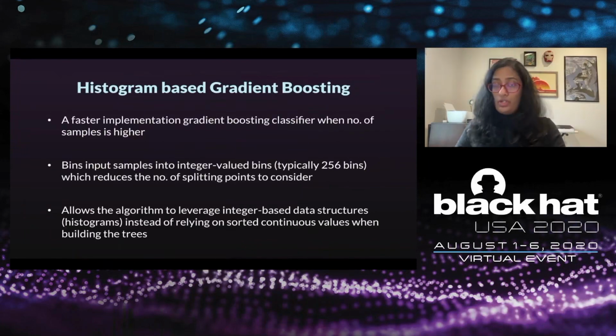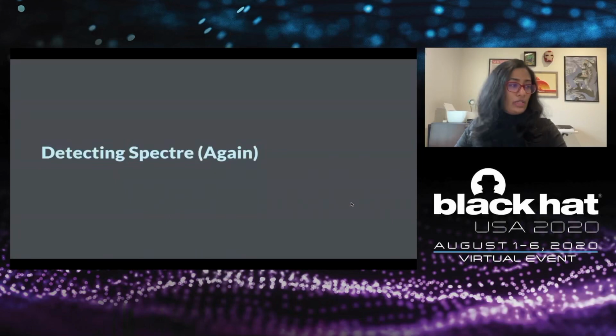The next model is histogram-based gradient boosting. It's a very similar model to XGBoost. It's a faster implementation of gradient boosting classifier when the number of samples is high. It bins the input samples into integer valued bins, which reduces the number of splitting points to consider. This allows the algorithm to leverage integer-based data structures instead of relying on sorted continuous values when building the trees, right? Now, let's detect Spectre again, but this time even the ghosting Spectre, which evaded us before.